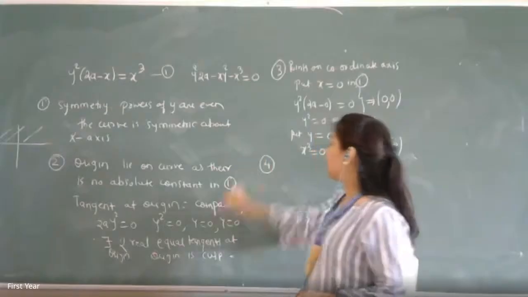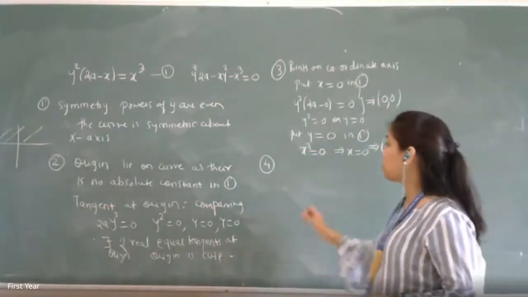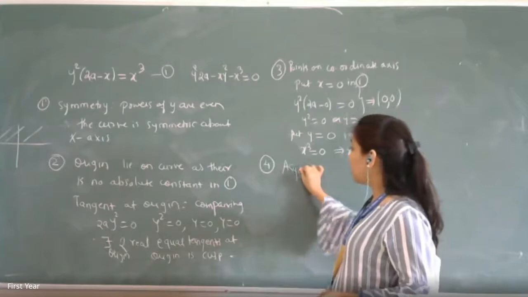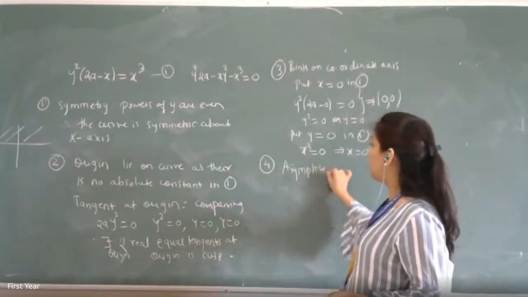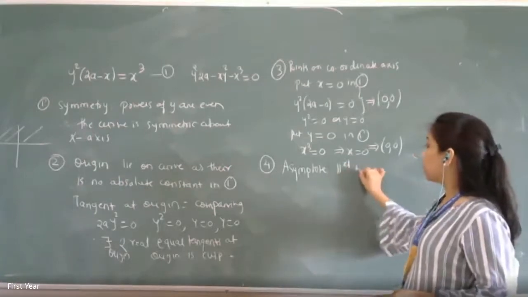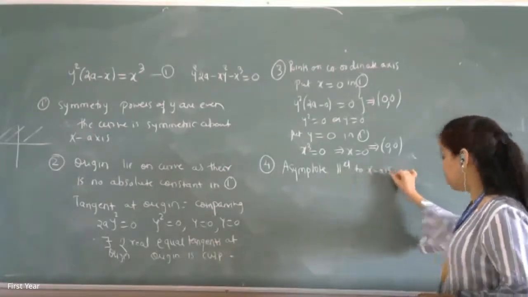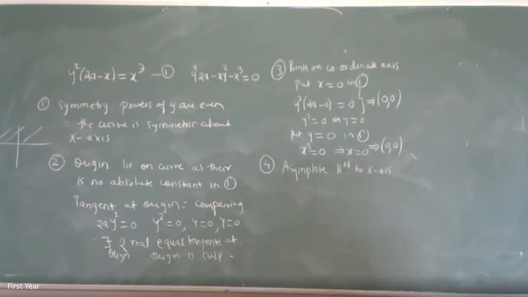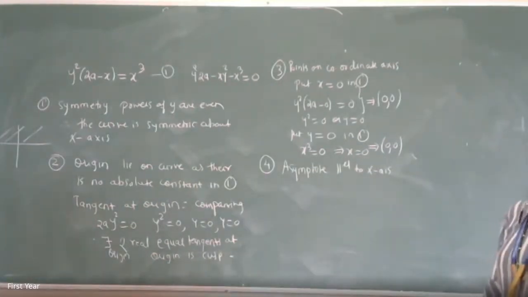Next, after getting this, let's see whether we have some asymptotes. Then we will try to combine everything together and put it in the diagram. Asymptote parallel to x-axis. How do we get asymptote parallel to x-axis? Go through the notes that we have written. Compare to 0 the coefficient of highest power of x. What is the coefficient of highest power of x? Minus 1.